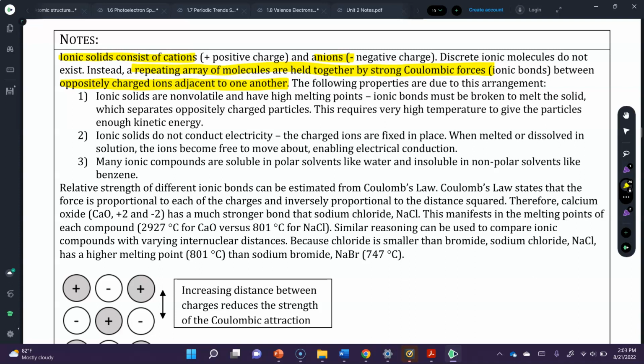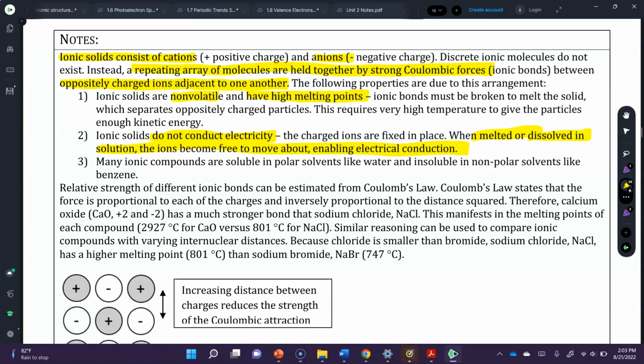These are non-volatile and have high melting points. The ionic bonds have to be broken to melt that solid, which separates oppositely charged particles. This requires very high temperatures to give the particles enough energy to separate. Ionic solids do not conduct electricity. The charged ions are fixed in one place. When we melt or dissolve them in a solution, the ions are free to move and allow electrical conduction. So it only happens when they are melted or dissolved. Ions are free to move so they can conduct electricity.